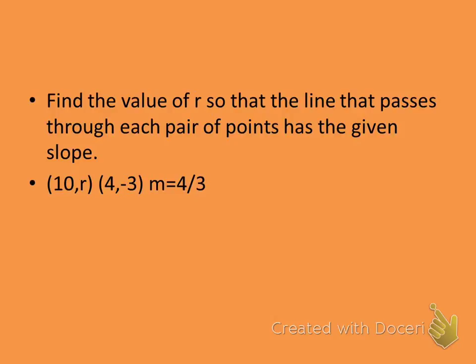Alright, find the value of r so that the line that passes through each pair of points has the given slope. Your points are (10, r) and (4, negative 3). Your slope is 4/3. We learned y2 minus y1 over x2 minus x1. That is the formula for the slope, and they tell us the slope is 4/3, so it equals 4/3.